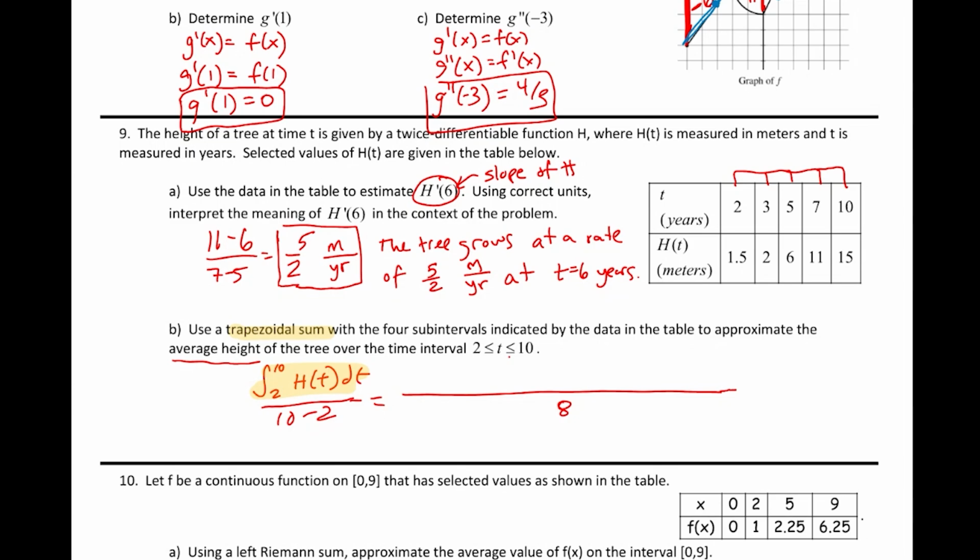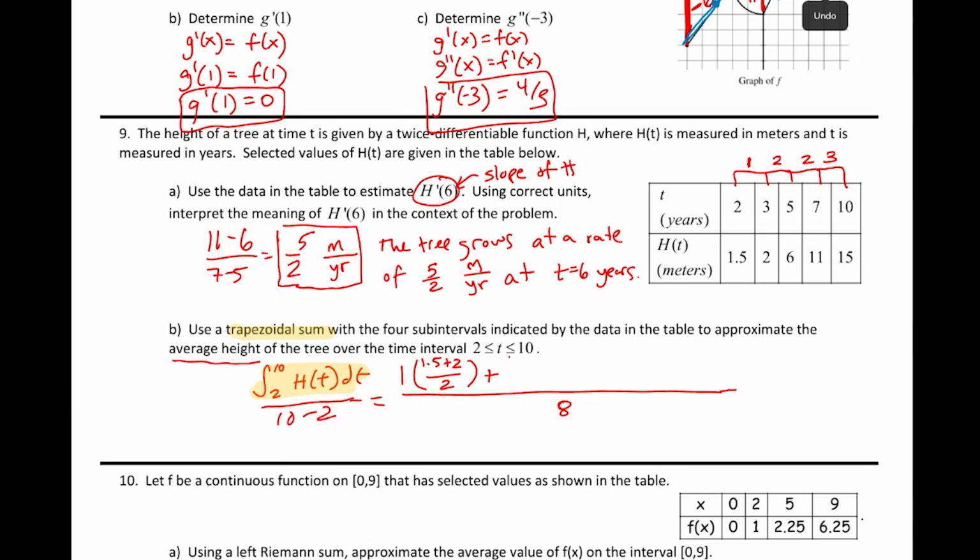So for the first one, the base length is 1. The second one has a base length of 2. The third one has a base length of 2, and the fourth one has a base length of 3. So to find the quote-unquote height, we're going to average the 2 heights. The 2 heights of the first trapezoid are 1.5 and 2. So we have 1.5 plus 2 divided by 2, think of that as your height, times the base, which is 1. So 1 times that.